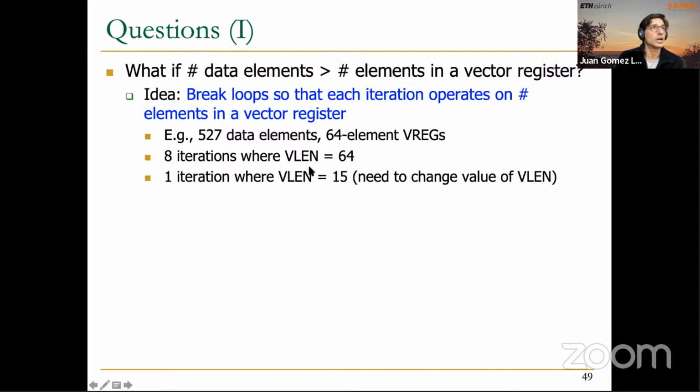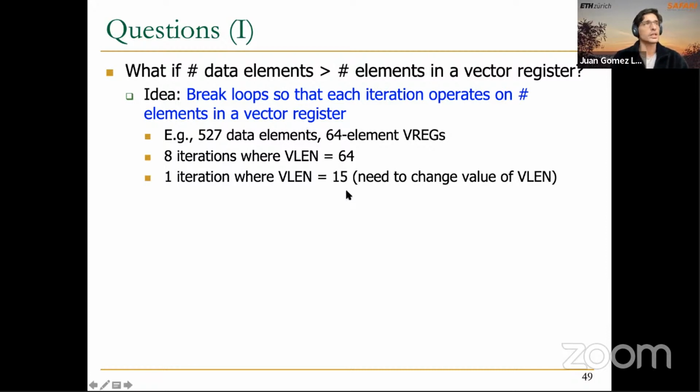For example, in case of vector length equal 64, we will need 8 iterations. If vector length is equal 15. Oh, wait, what's the problem? I think there must be something wrong here, because it must be more than 1 iteration when vector length is 15. But anyway, I will. No, sorry, I was misunderstanding this.